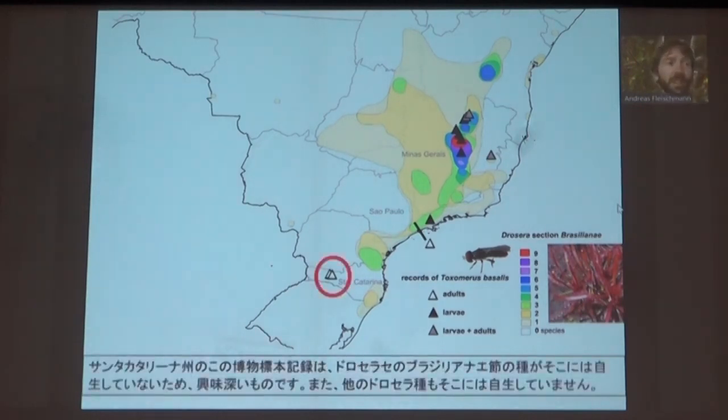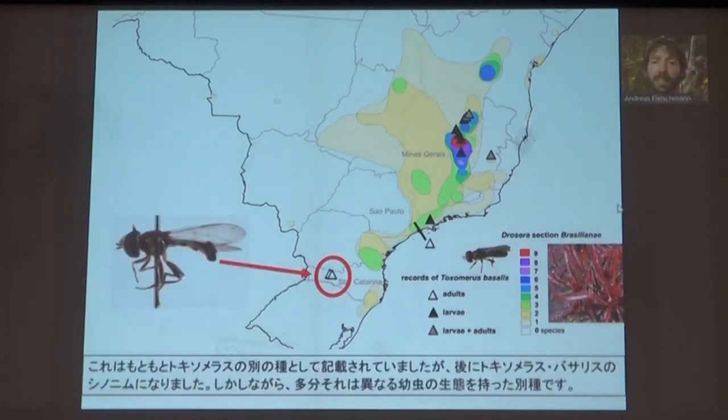Except these two historic museum records from Santa Catarina, which were really curious, because there's no Drosera of the section Brasiliana growing there, not even any other Drosera. The closest Drosera location to this spot where the flies were found is 200 kilometers away. So either the adult flies were flying a large distance, which we don't think, but rather that these records were made from museum specimens, and these two were originally described as a different species of Toxomerus, but later synonymized with Toxomerus basalis. So we think it might be a cryptic species which has a different larval biology, not living on Drosera.